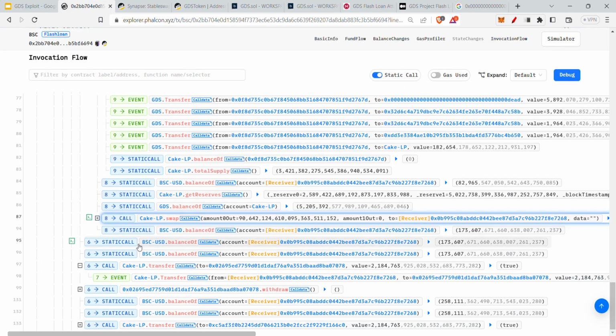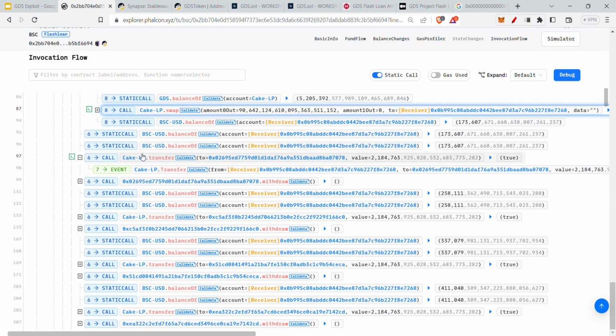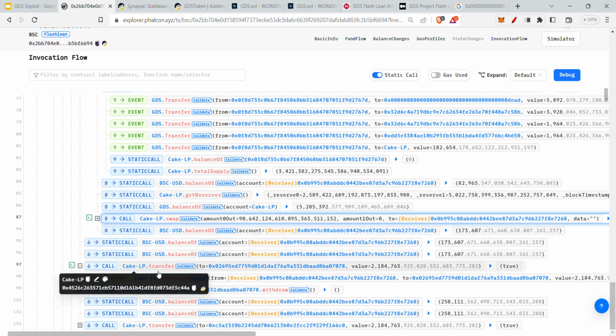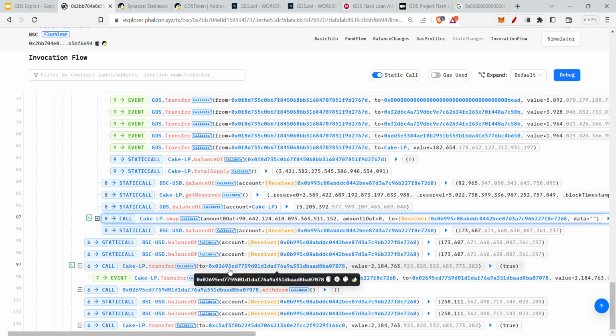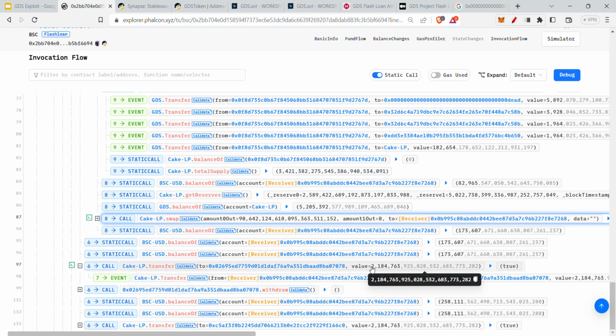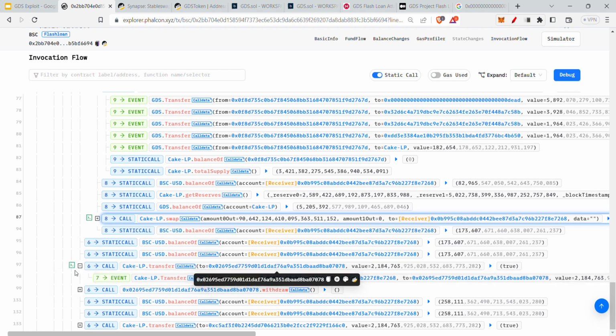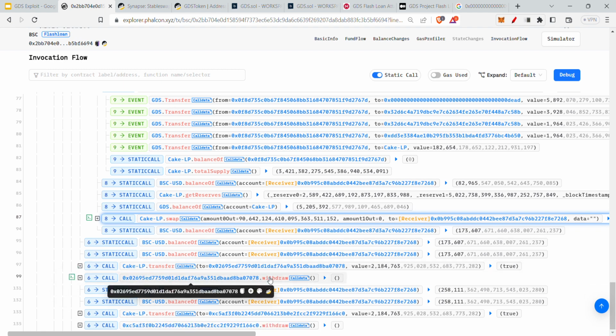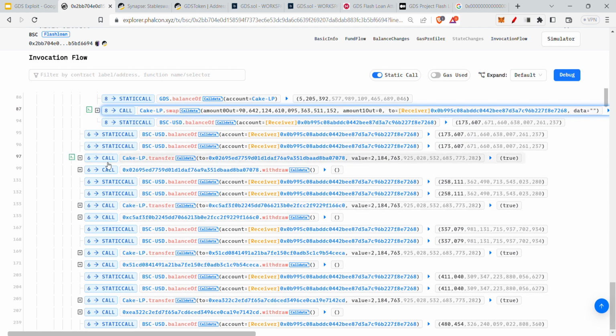Okay, and then if you continue on, you realize that, wait a minute, you see kickLP.transfer 0x02695, value 2.1 million from the B995 token. And then it calls withdraw. And then static calls happen. And then the same thing happens again. kickLP.transfer 0xC5AF, value 2.1. Calls withdraw again, static call, and then the same thing happens.